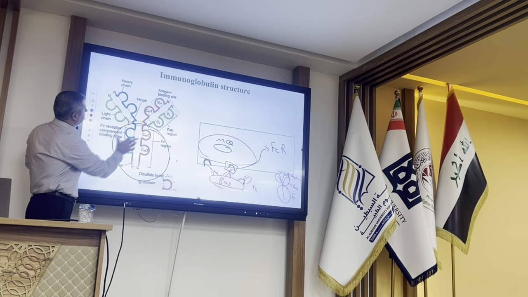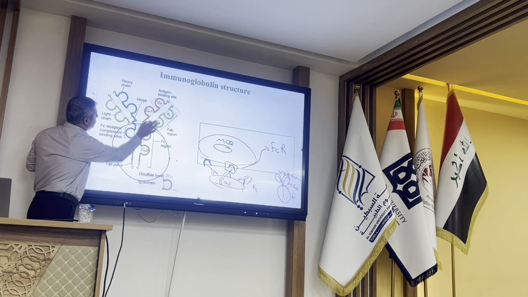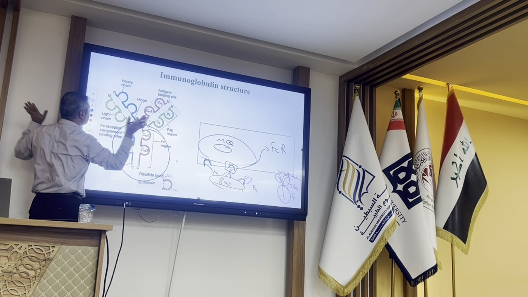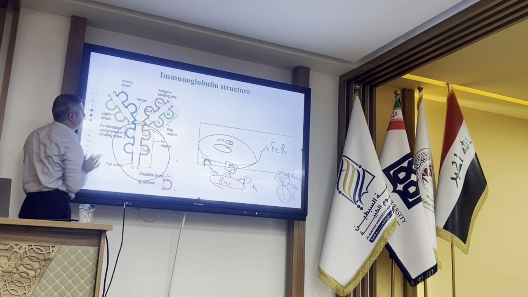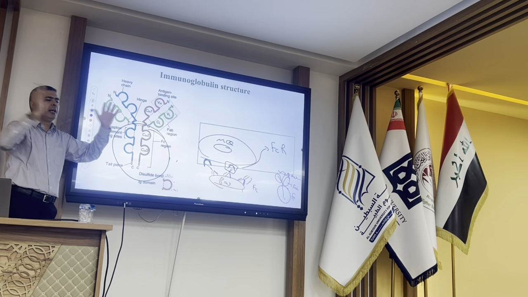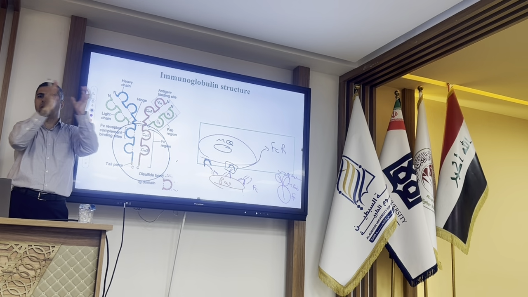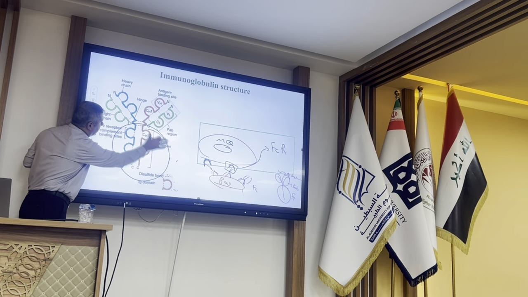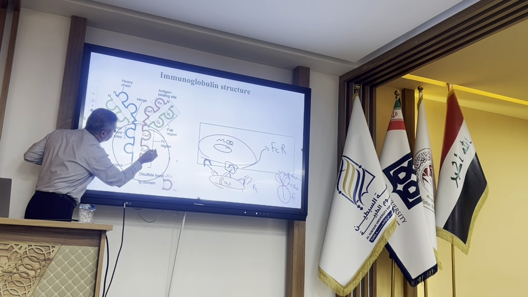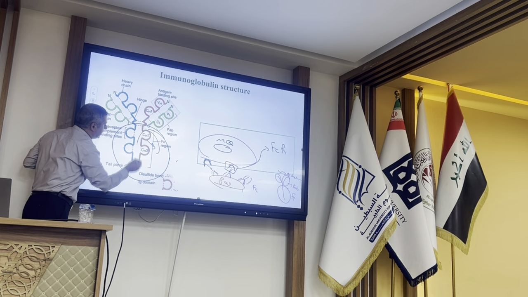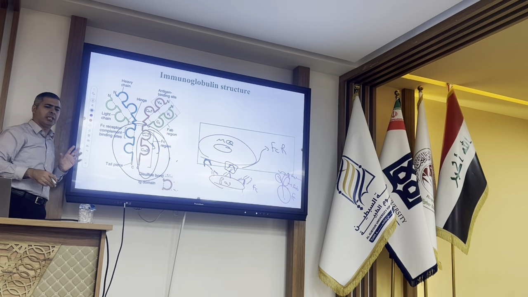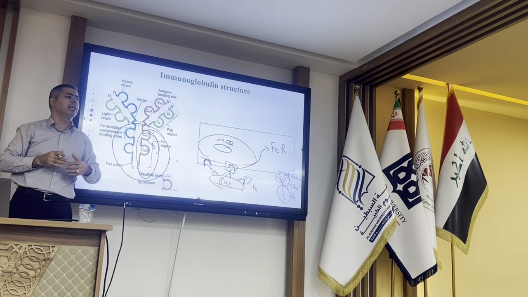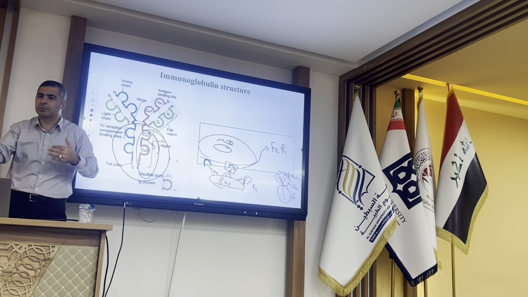So antibody is a tetramer: two heavy chains, two light chains, antigen binding sites, two arms with the same specificity, and a hinge that allows the arms to move toward each other in order to bind to epitopes at different distances, and one Fc. In the Fc region we have some carbohydrate that is bound to the Fc region. That's why we say antibody is a glycoprotein.